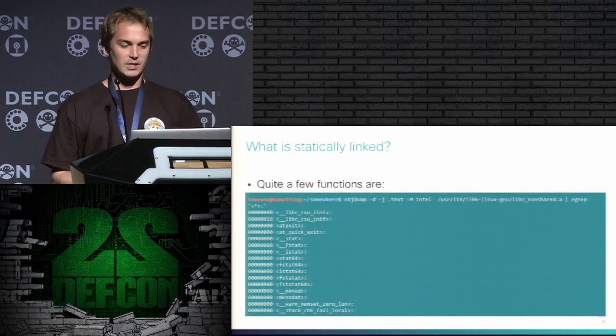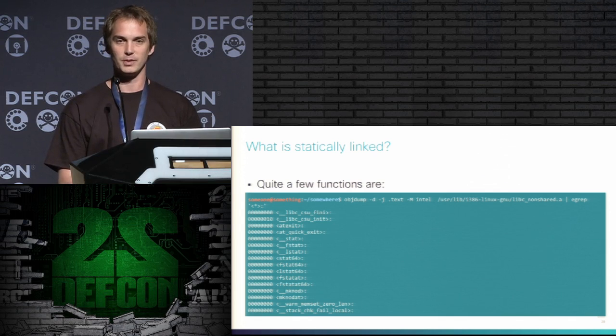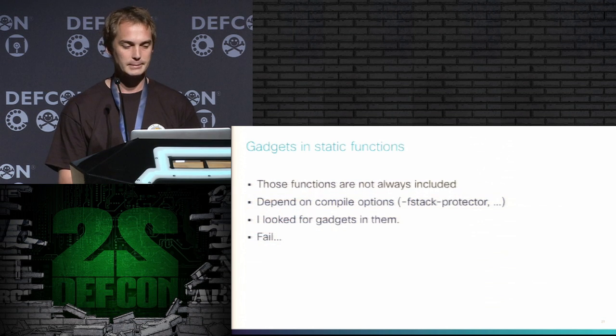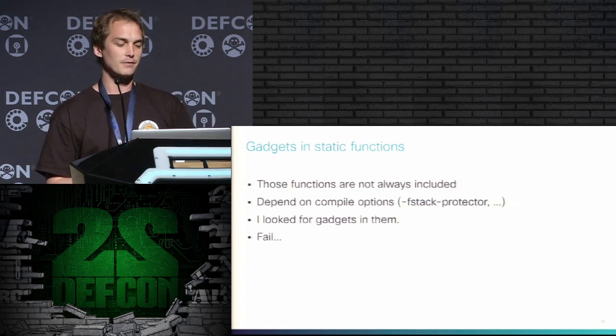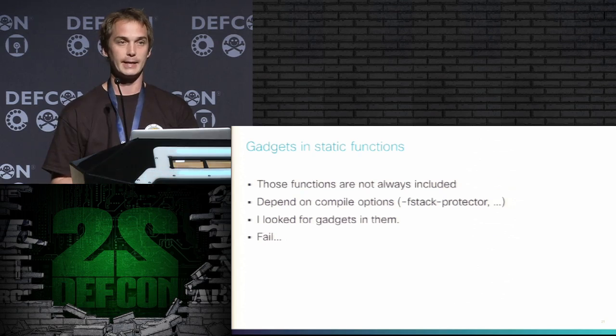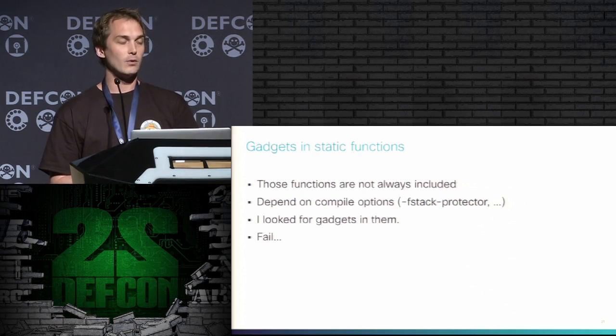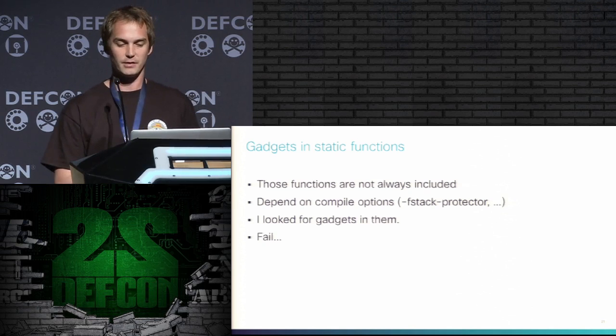So if you look at that, there's quite a few functions in there which you could possibly use. All this, if you use it, will be statically linked into your program, meaning that those gadgets will be at fixed addresses if PIE is not enabled. The problem I had is that those functions are not always used. They depend on various compilation options and linking options. Anyway, I looked for gadgets through them and I couldn't find anything useful. I think it's good also to say what you weren't able to achieve. So looking for gadgets in that completely failed and I wasn't able to achieve anything.